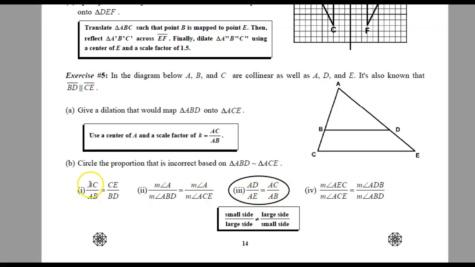In choice 1, AC and CE are both from the large, AB and BD are both from the small, and they correspond. The angles, so angle A and angle ABD, angle A and angle ACE, that would be correct because the angles are preserved. So no problem with that proportion. And same thing here, angle AEC and ACE, that's here and here with the big triangle. ADB and ABD, those all match up, angles are preserved, so those are both fine too. So the only incorrect one is the one that had the proportion without corresponding sides.